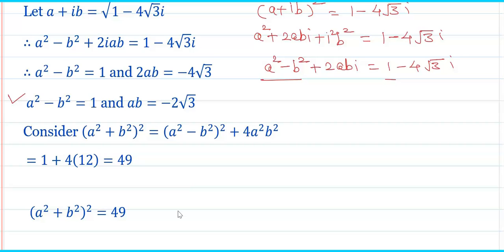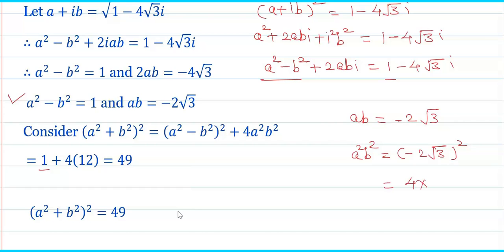Okay, what is the value of a square plus b square? A square minus b square, that is the 1. 1 square, here we got 1. 4 into a square into b square, the value of a square into b square. Then what will we do with this? We will square. What is ab? ab is equals to minus 2 root 3. Again if we want to square this, then you will get a square b square and that is equals to minus 2 root 3, it's a bracket square. The square of 2 is 4, the square of root 3 is 3, and then here you will get 4 into 3, 12.